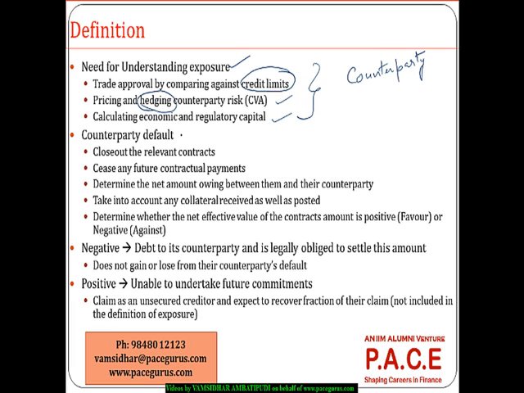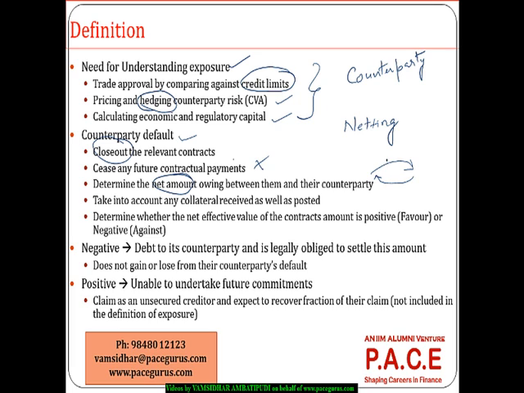Because generally what happens, just as a procedure, let's say the counterparty has defaulted. What is the procedure? You close out all the relevant contracts with the counterparty. We have a process of netting, right? Any future contractual payments we cease. The netted amount, whether I owe the counterparty or I get from the counterparty, I have to compute as one single value, whether it is net positive or negative.